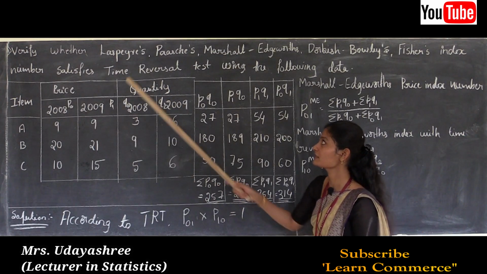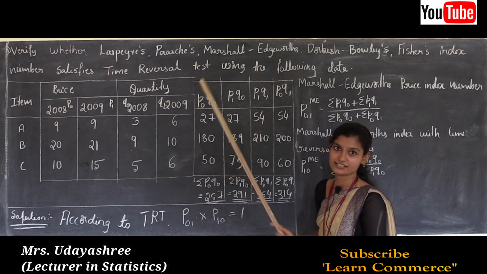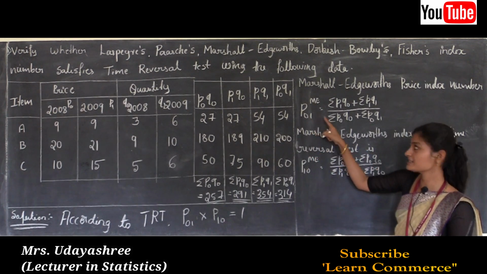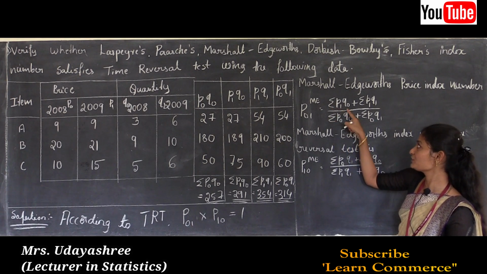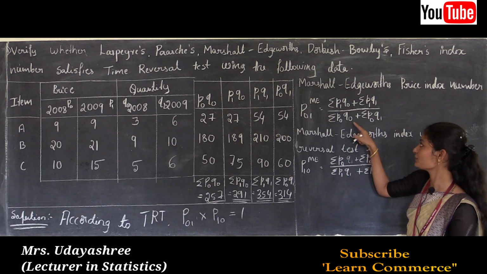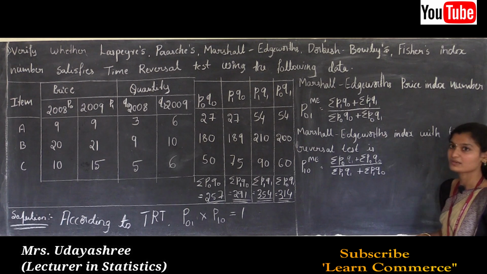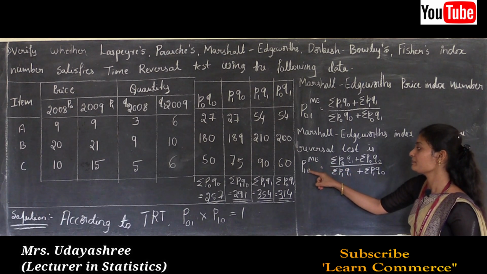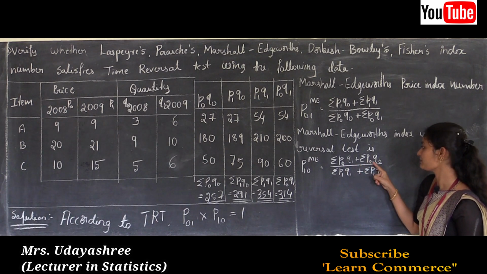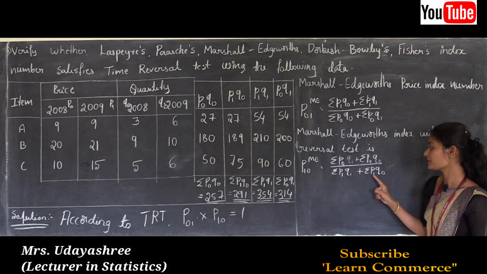Next, let us check whether the Marshall-Edgeworth index number satisfies the time reversal test or not. We know the formula: P01 is equal to summation P1 Q0 plus summation P1 Q1 divided by summation P0 Q0 plus summation P0 Q1. Then the Marshall-Edgeworth index number with time reversal is P10, equal to summation P0 Q1 plus summation P0 Q0 divided by summation P1 Q1 plus summation P1 Q0.